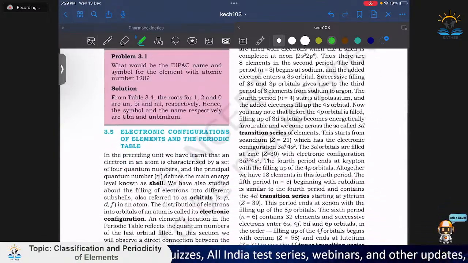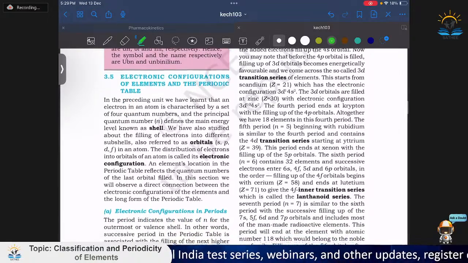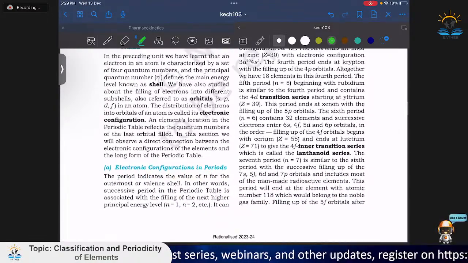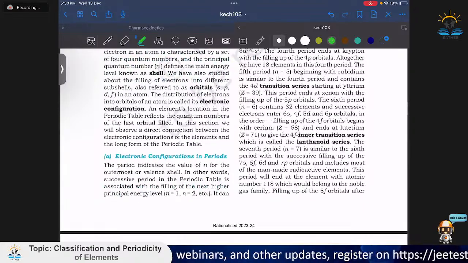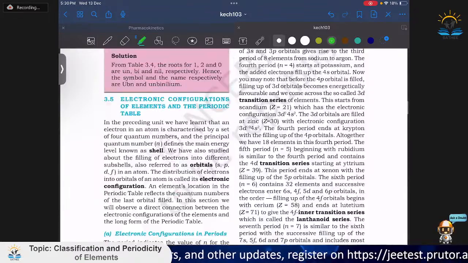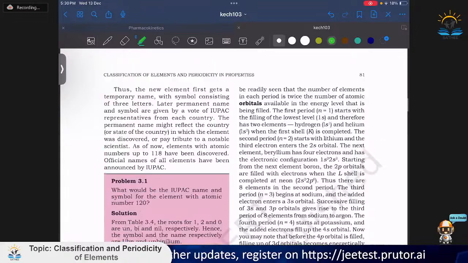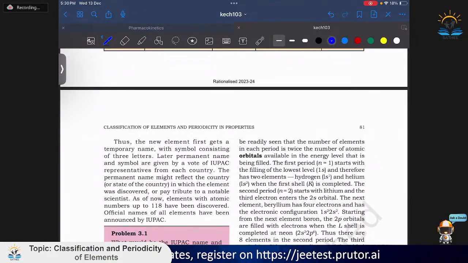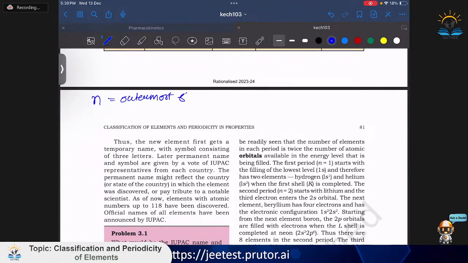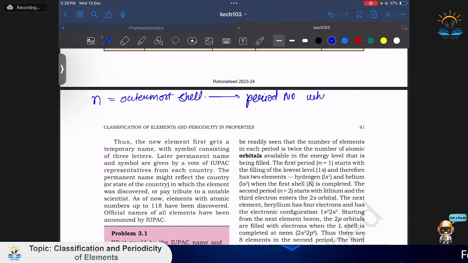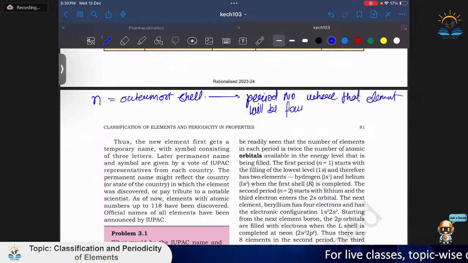Right. Next, electronic configuration. No need to discuss anything here. I will just tell you the relationship of this electronic configuration and periods. Principal quantum number is n. n is the outermost shell, and this corresponds to the period number where that element will be found or is present.